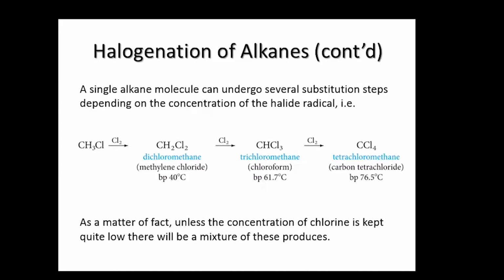So here we have chloromethane with Cl2. That can produce dichloromethane, where we've installed two chlorine atoms on that molecule. Notice the boiling point. This is interesting. So we've added two chlorines, and we've gone up to a boiling point of 40. This now can react with another chlorine molecule to form trichloromethane, also called chloroform. Now our boiling point goes up from 40 to 61.7. A further chlorination of this molecule will form carbon tetrachloride. Now the boiling point goes up to 76.5.